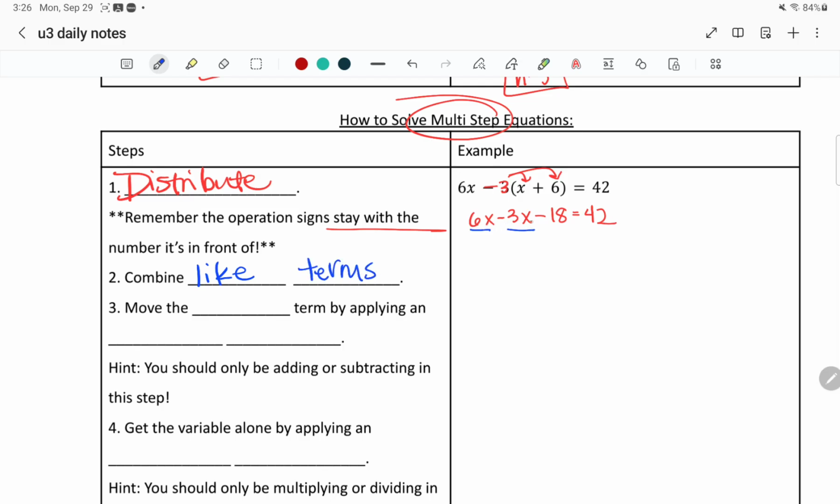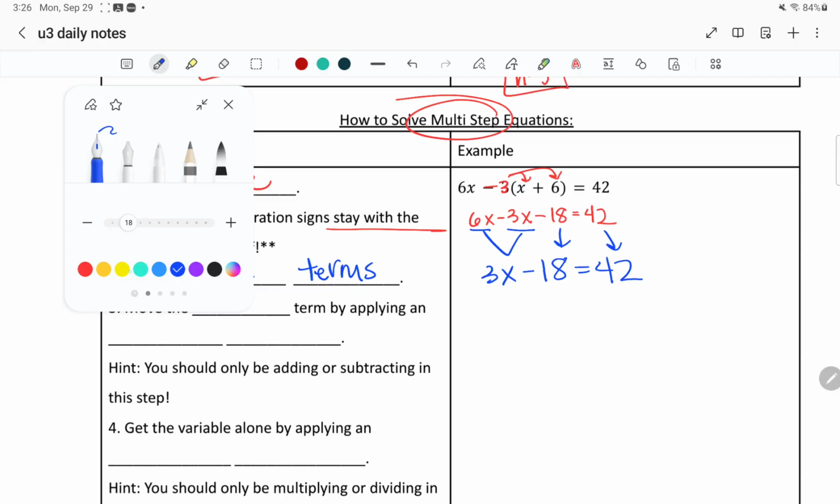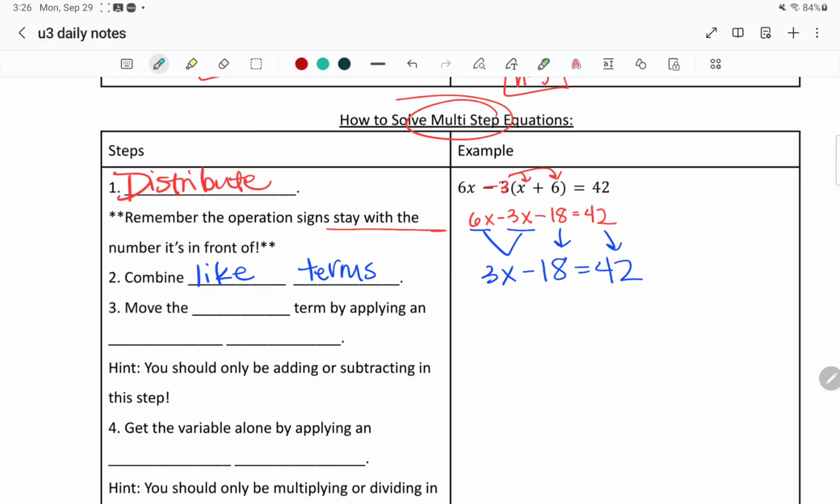So I have a 6x and a 3x. They're going to go together. 6 minus 3 is 3. I don't have any other like terms in this problem, so we're just going to drop everything else down. Let's make it this pretty blue. Okay, we're going to move the constant term, that's the number without the variable, by applying an inverse operation.